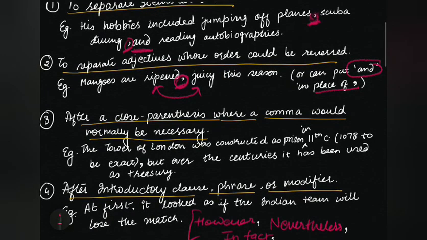Third point, after a close parenthesis where a comma would normally be necessary. So the example says: the Tower of London was constructed as a prison in the 11th century (1078 to be exact), comma, but over the centuries it has been used as a treasury. So after this parenthesis, which is brackets, I have used this comma. Okay, this is a case of two ICs, and I have to use the comma.